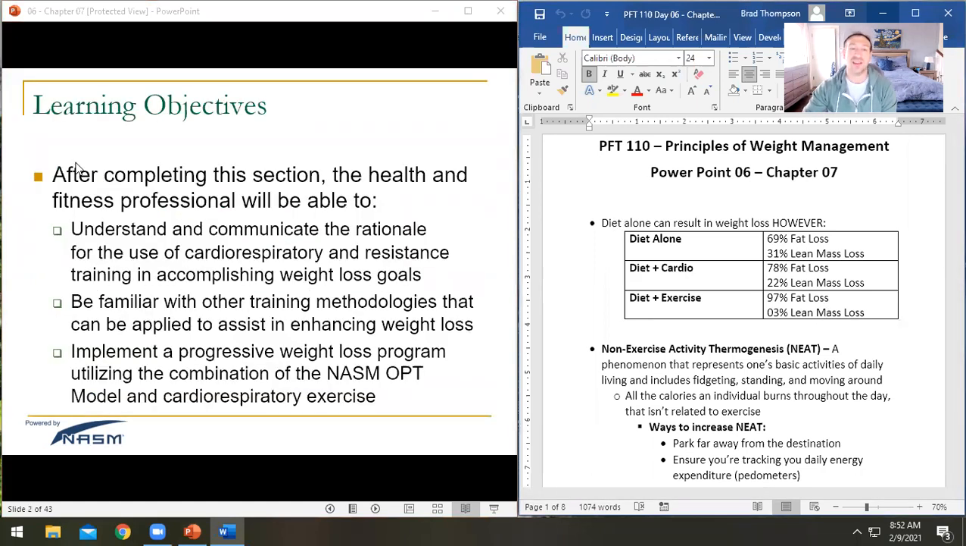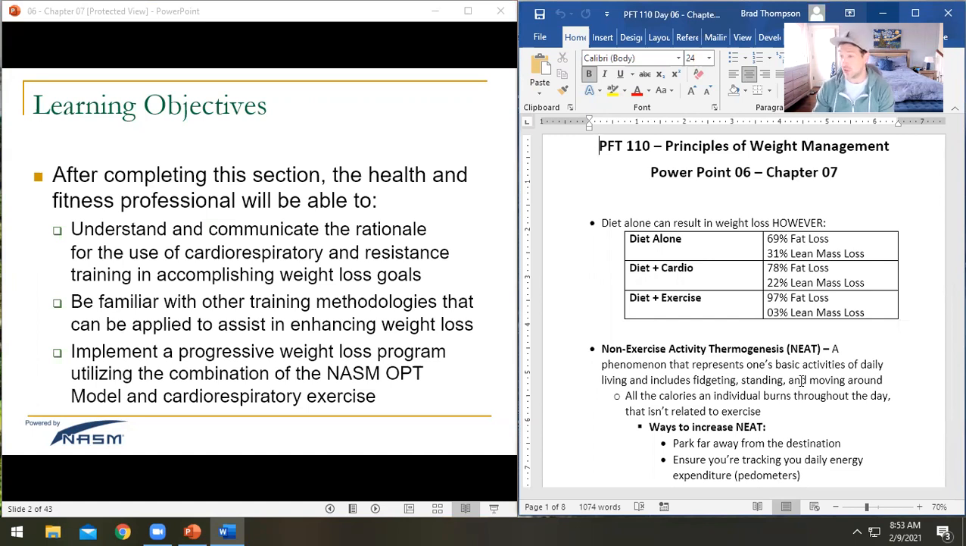So looking at our objectives today, we want to understand and communicate the rationale of cardio. We've got to look at cardio because cardio is just the best way to burn a lot of calories. And we are going to look at resistance training and how both of those things can come together for weight loss goals. And when I say cardio, I don't necessarily mean that you have to just get on a treadmill and go jogging. That's definitely not what I mean.